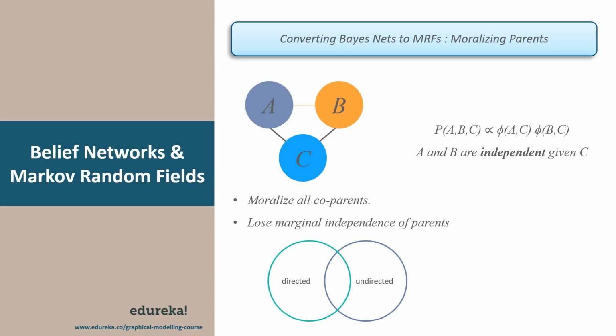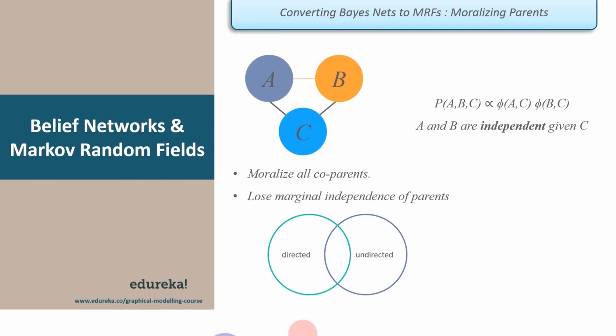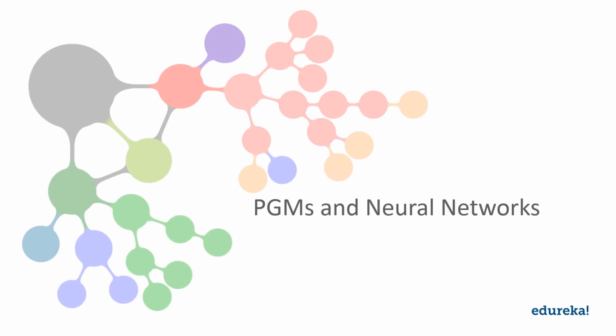So this basically gives us an inference that the class of all directed graphical models and the class of all undirected graphical models are different, but they overlap each other. One does not subsume the other. So with that, let's move on to probabilistic graphical models and neural networks.